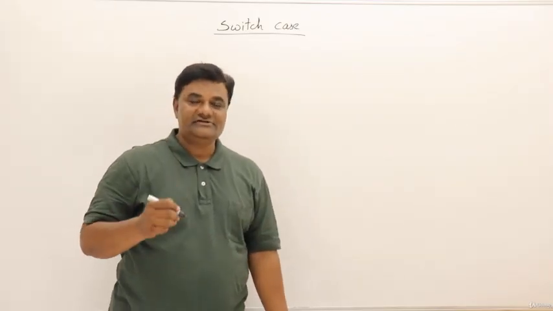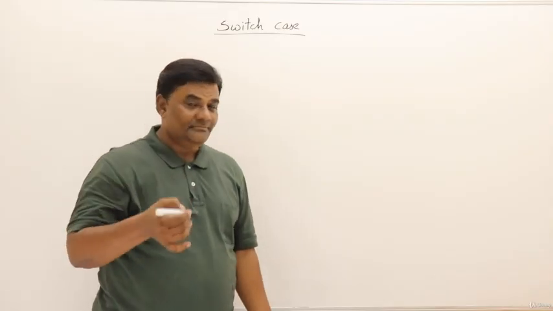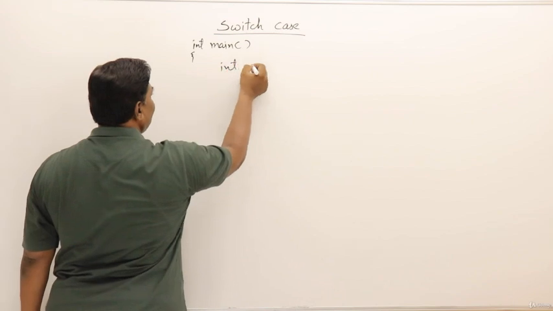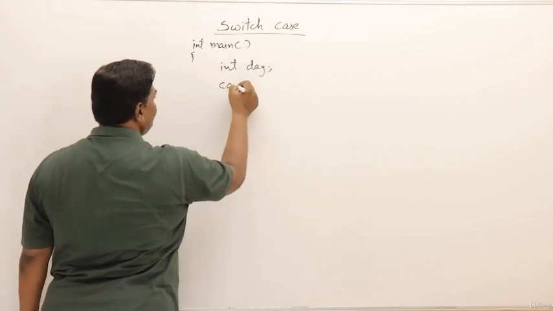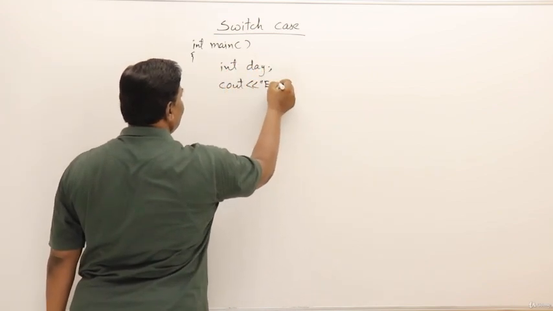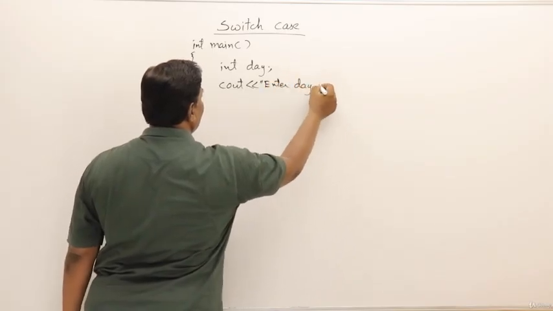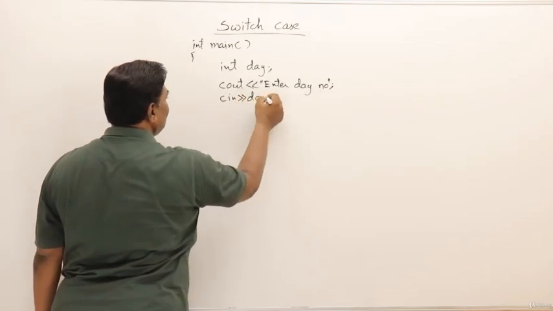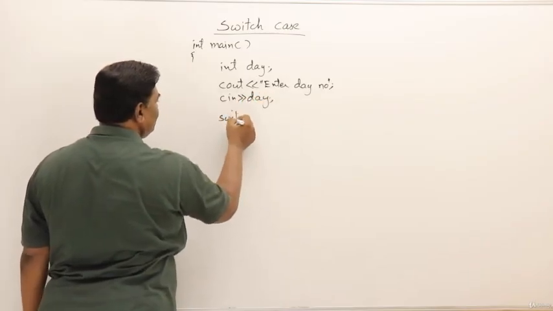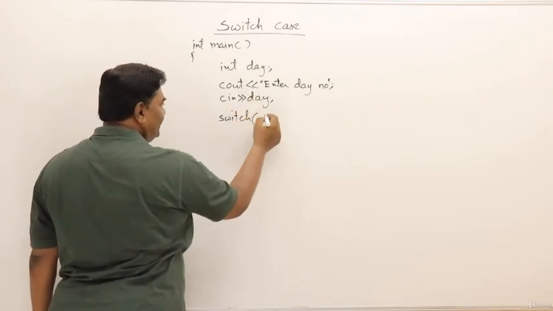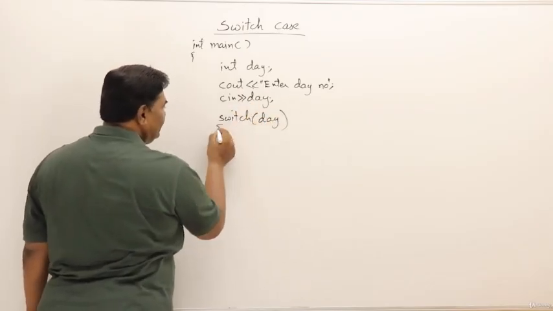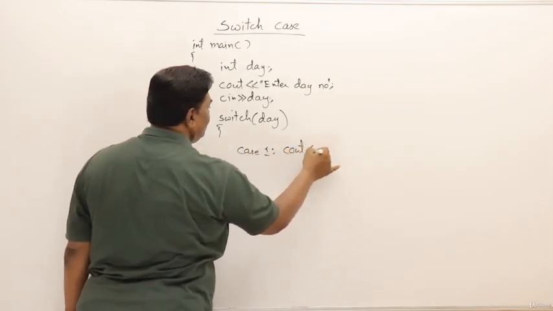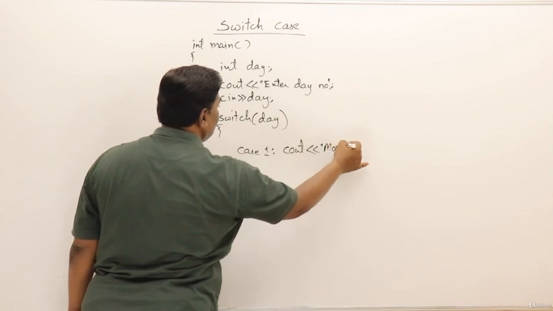Let us look at an example using switch case. I will write a program to take a day number and display day name. Main. Here I will take a variable day and cout enter day number, cin day, switch. See, whatever the value is given, based on that day, in case if it is 1, then cout Monday and break.